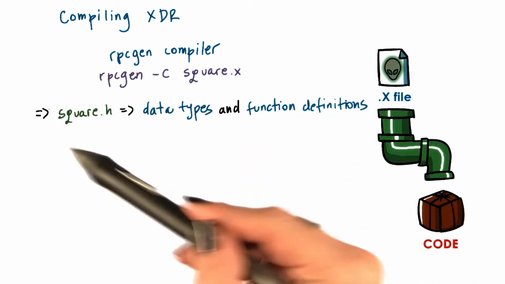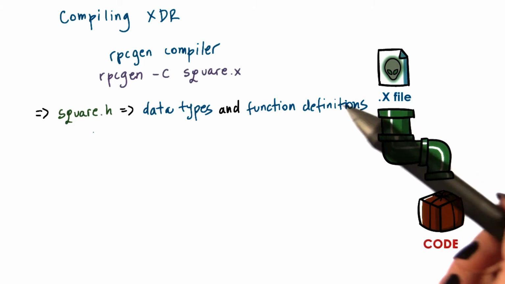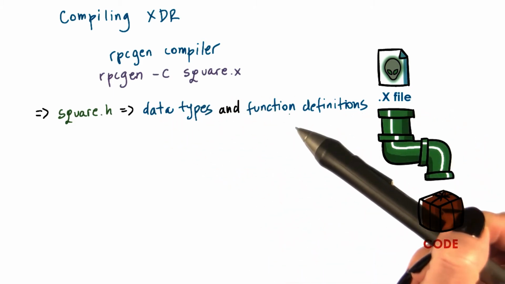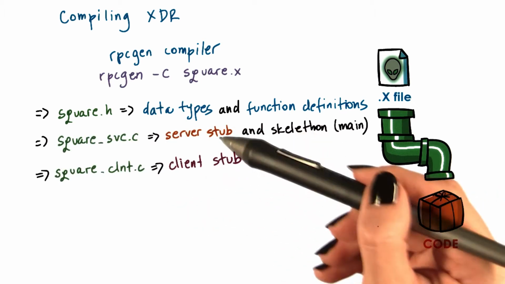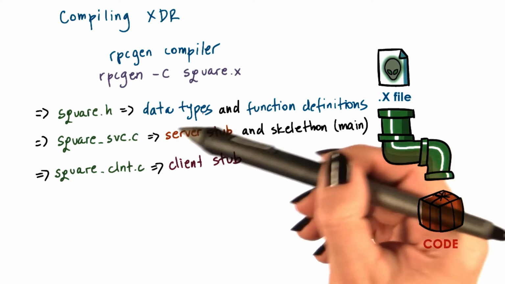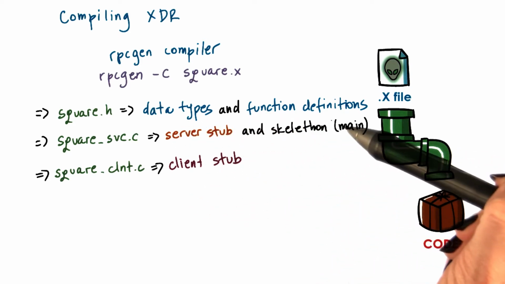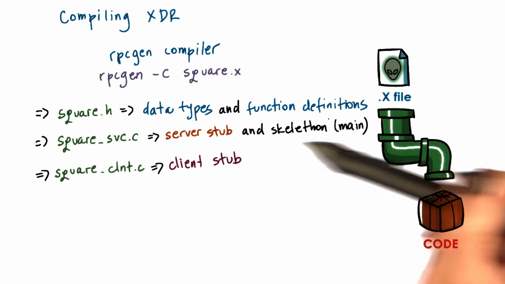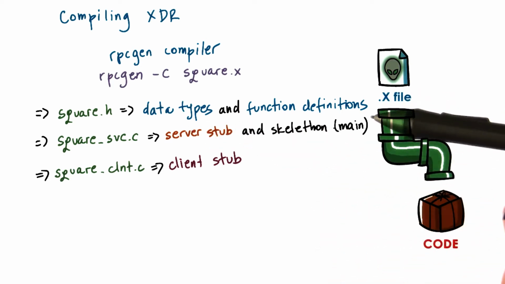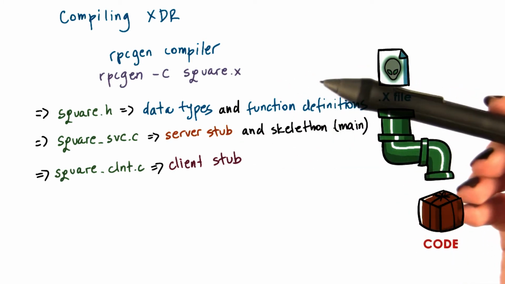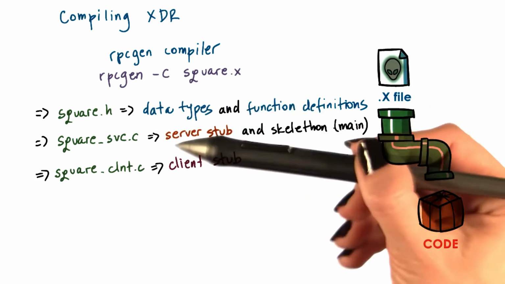First, it will generate a header file, square.h, that will have all of the language-specific definitions of data types and function prototypes. Next, it will generate the code for the client and the server-side stubs. For the client, this is a proper stub. For the server-side code, this actually also includes the skeleton of the actual server, so it has the main routine included. The only thing that's not available will be the actual implementation of the service, of the procedure, and this makes perfect sense since the compiler has no way of knowing what exactly we want a particular procedure to do, in this case, squaring a number.